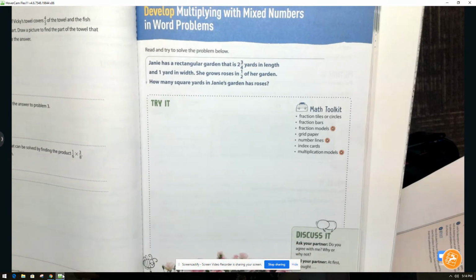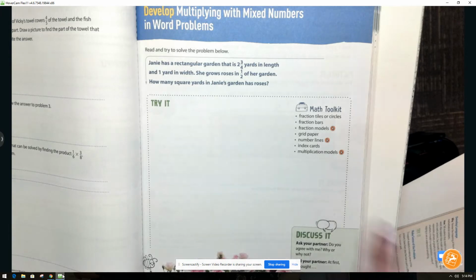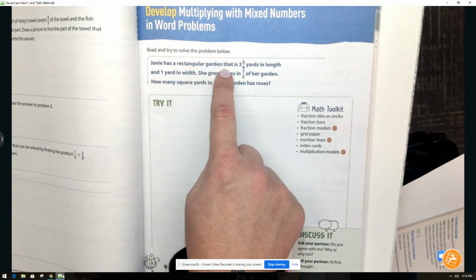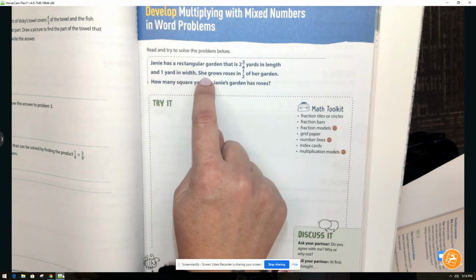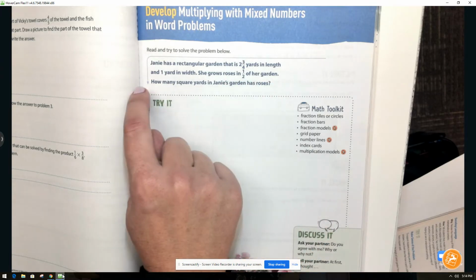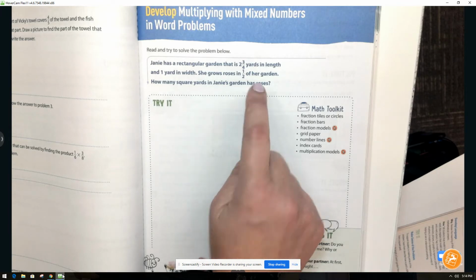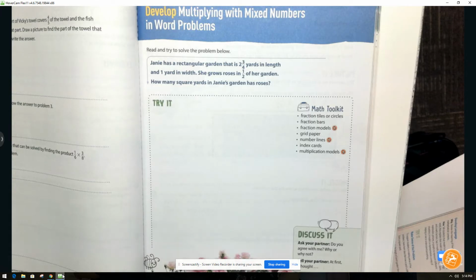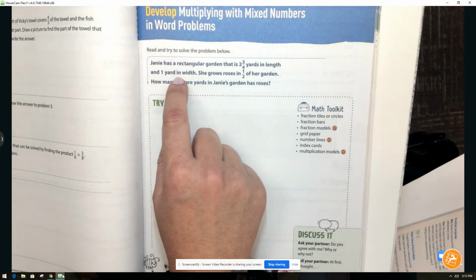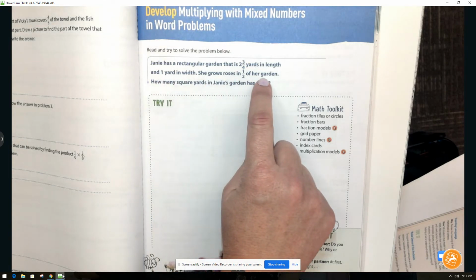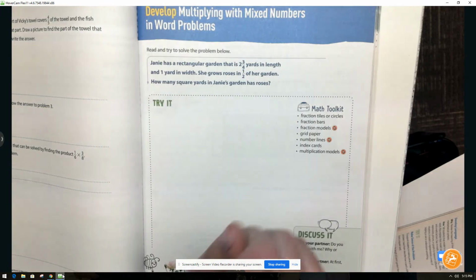All right. So today we're going to be looking at this problem, and the problem says this. Janie has a rectangular garden that is 2 3/4 yards in length and 1 yard in width. She grows roses in half of her garden. How many square yards in Janie's garden has roses? So we know that Janie has a garden that is 2 3/4 yards long and 1 yard wide. And we know that she grows roses in half of that space. And we want to know how many square yards in Janie's garden has roses.